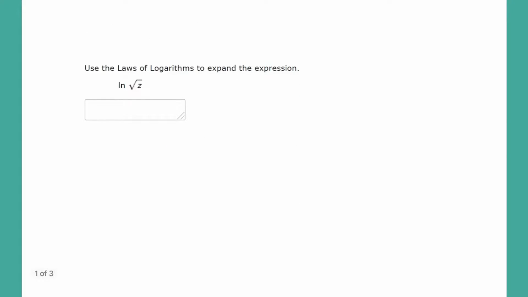In this case, the law that we're going to apply says log or natural log, it doesn't matter, of a to the p power. You can bring the exponent to the front of the log, and it becomes p times natural log of a. That's exactly what we're going to do here.